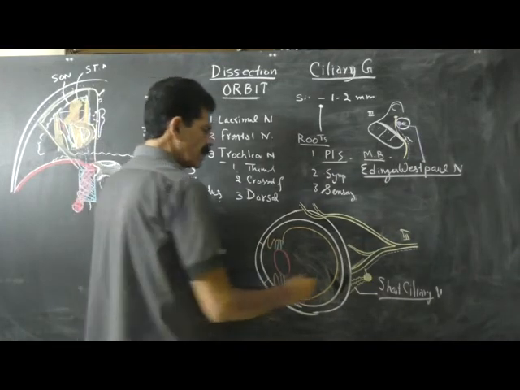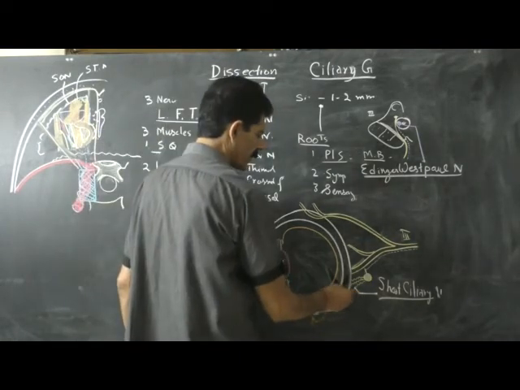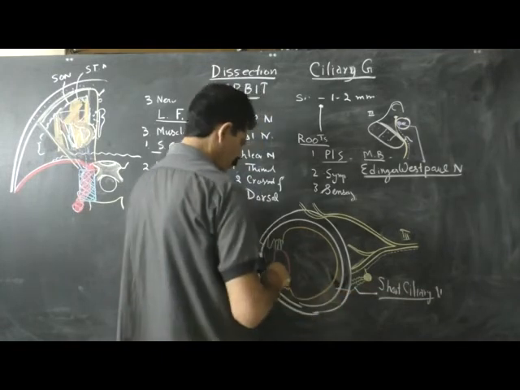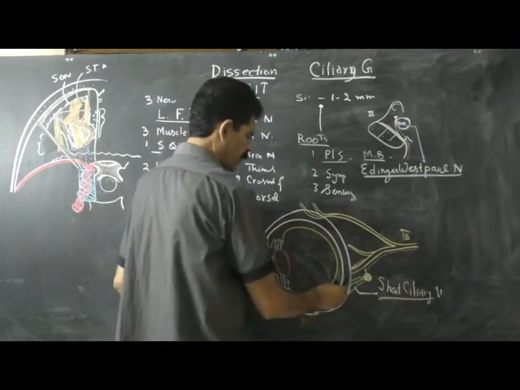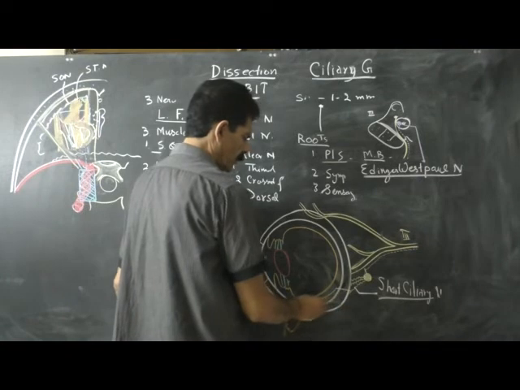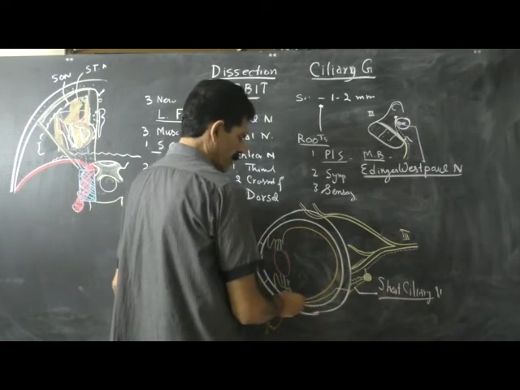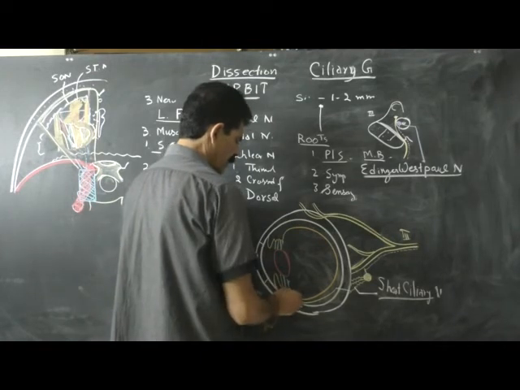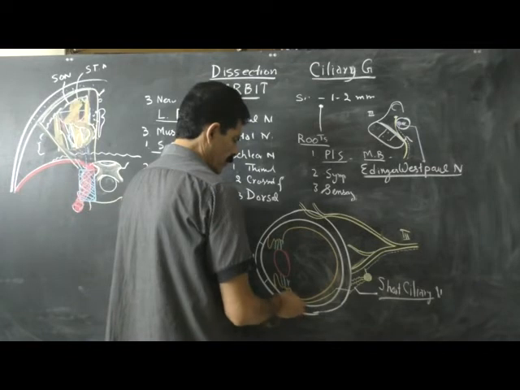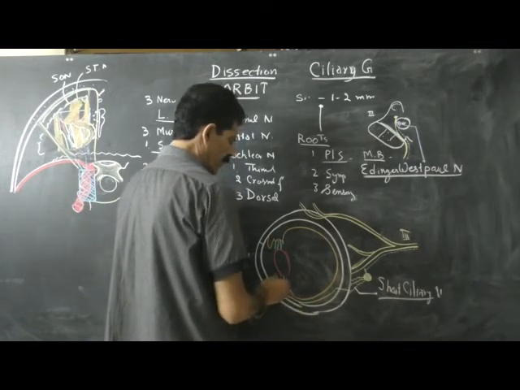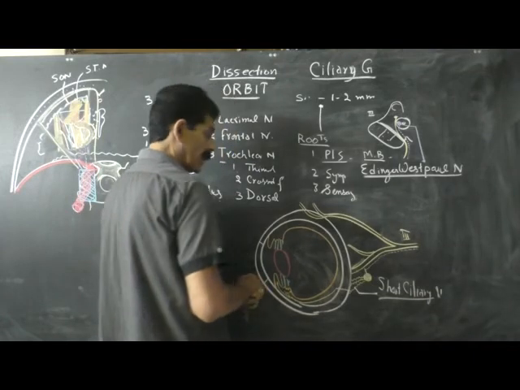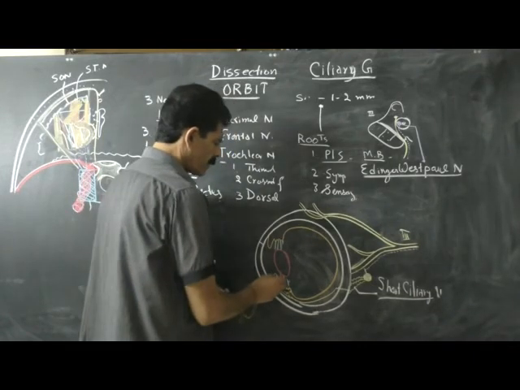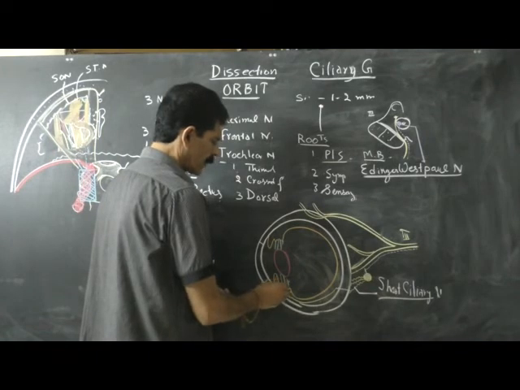So these short ciliary nerves pierce the sclera and then they enter into the choroid, and from the choroid these postganglionic parasympathetic fibers supply the ciliary muscles in the ciliary body. Thus these postganglionic fibers also go into the iris, and in the iris they supply the circular smooth muscle of the iris, which is called the sphincter pupillae.